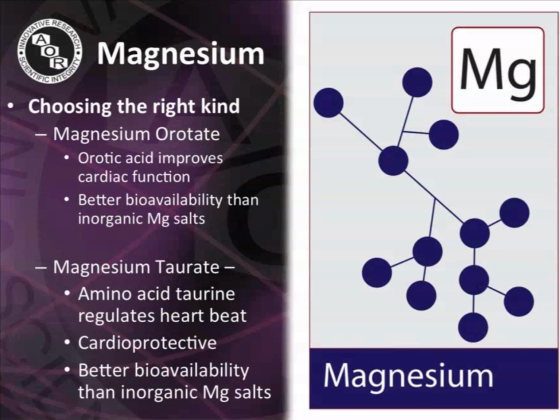Two types you want to look at for heart health specifically: one is called magnesium orotate, which provides orotic acid. Orotic acid is able to improve cardiac function through things such as increasing the supply of cardiac glycogen, or sugar, available to our heart cells, increasing protein synthesis in our heart, and increasing ATP, or energy levels, in our heart. This is important because those who have had a heart attack or have heart failure have significantly depressed levels of ATP inside their heart cells.